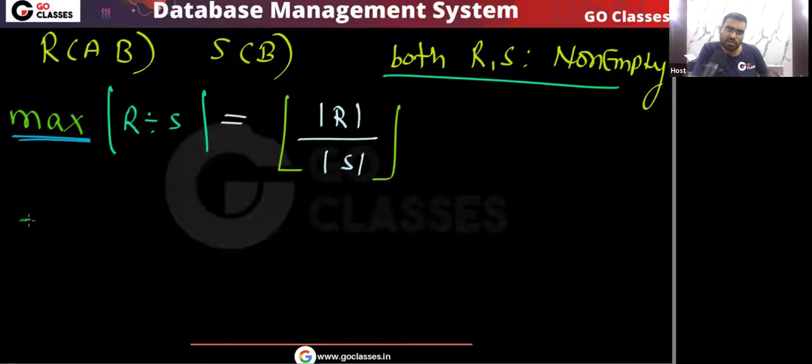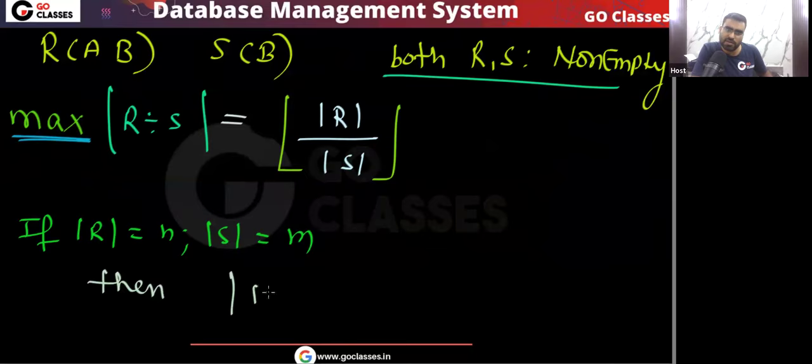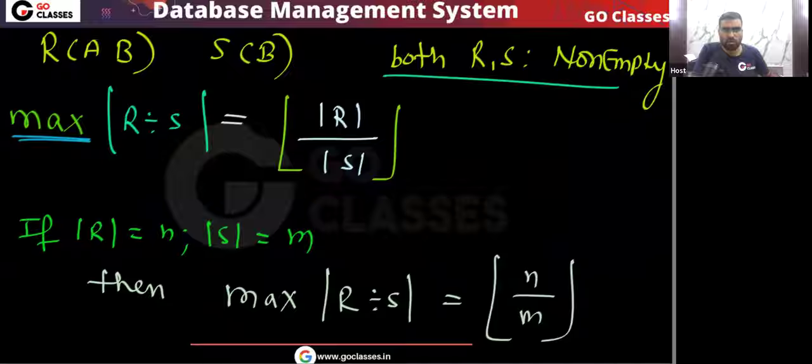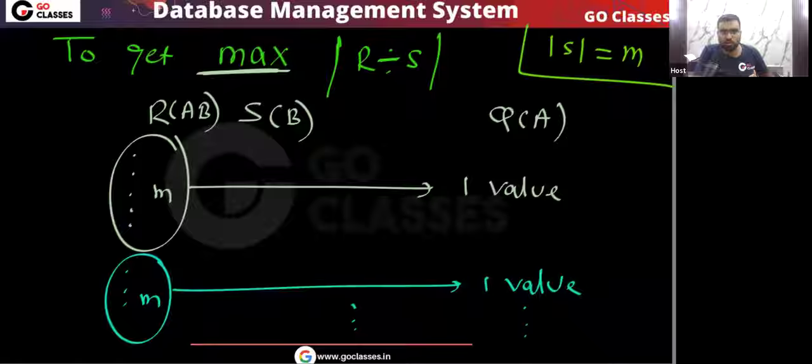Remember, if the cardinality of R is N and the cardinality of S is M, then the maximum cardinality of R divided by S will be floor of N divided by M. Or I can say floor of cardinality of R divided by cardinality of S. So this is the maximum. I hope all these points are clear to everyone.